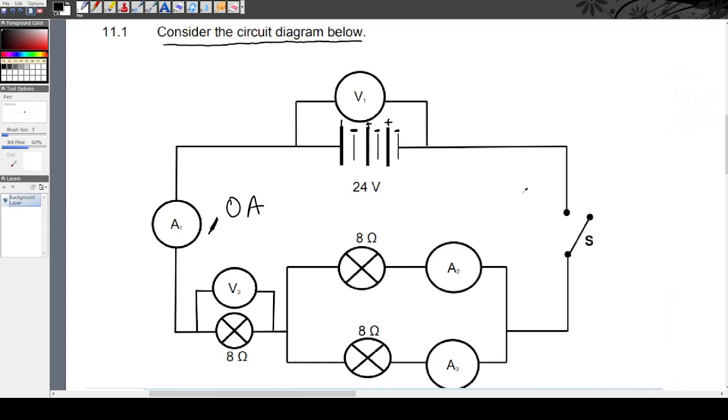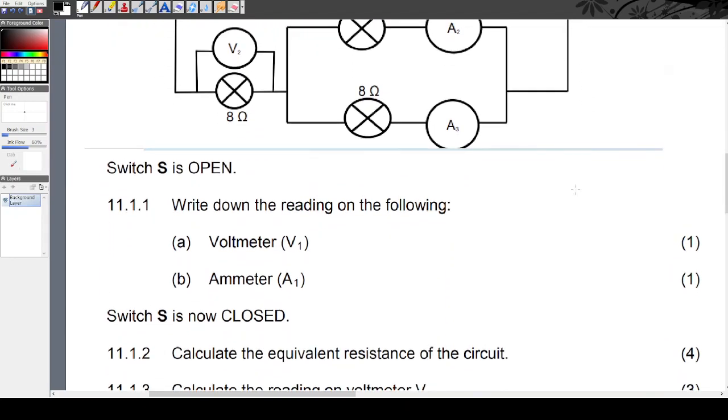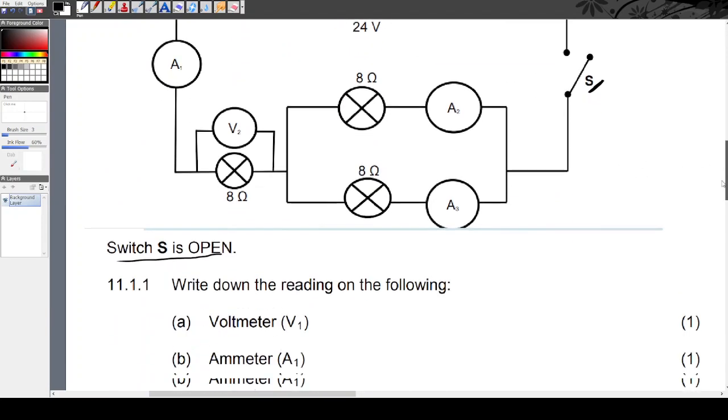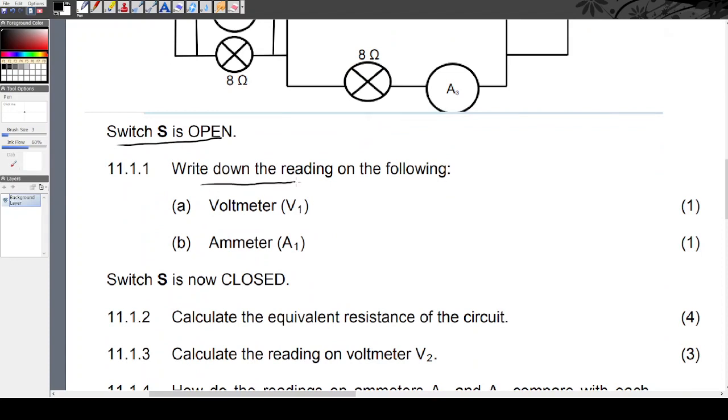Let's not waste time and go to the questions. Now I think we understand what happens here. They say switch S is open. In other words, there's no current flowing. Switch S is open. No current is flowing in the circuit. So write down the reading on the following. In other words, what will our voltmeter 1 read? What will be the reading on voltmeter number 1, on V1?